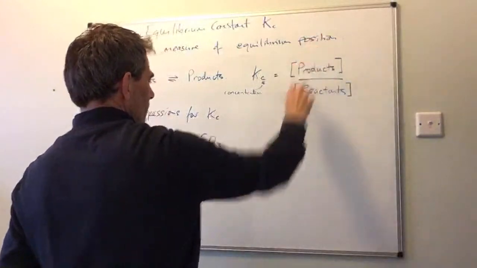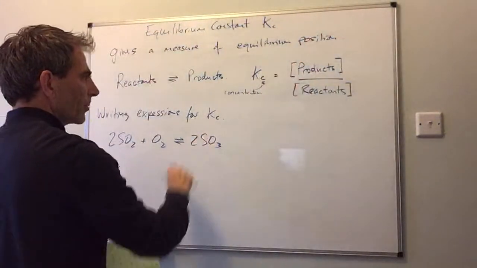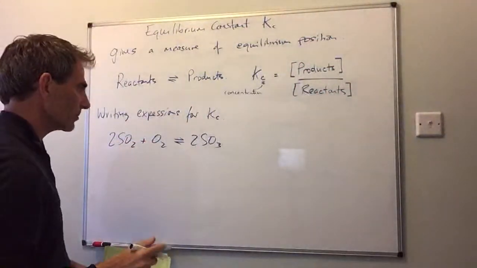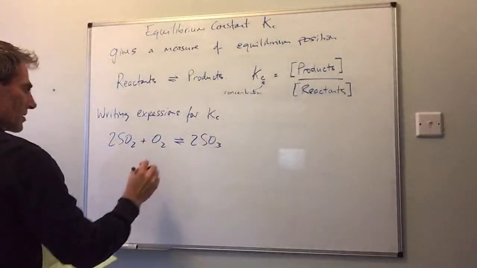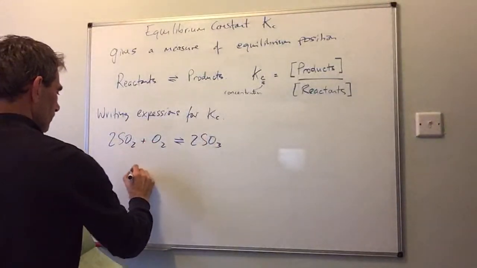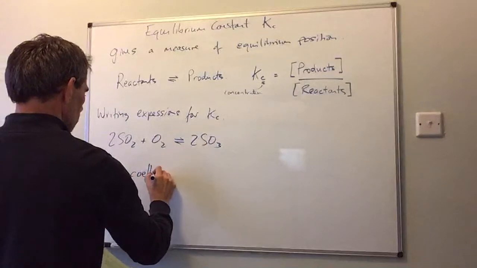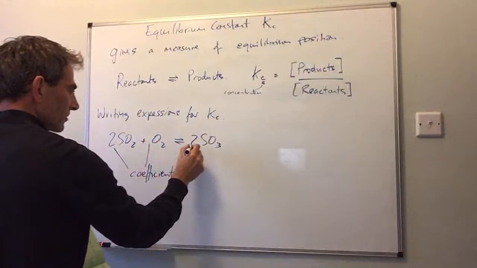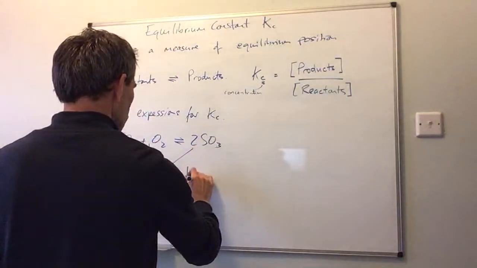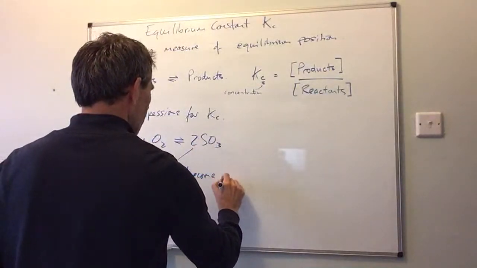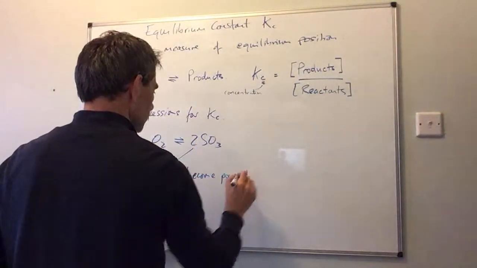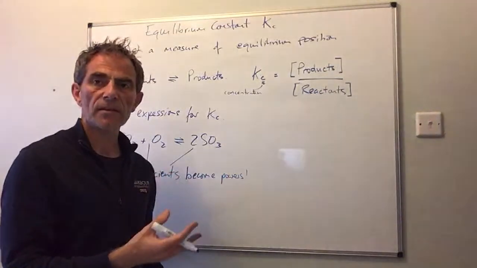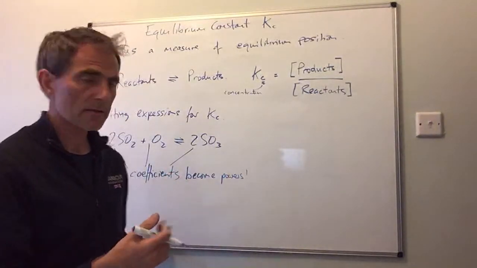We need the product concentration on the top, and the reactant concentrations on the bottom of the expression. The thing to note is that the coefficients, what I mean by that is the balancing numbers, become powers. Okay, so coefficients, the numbers we use to balance the equations with, turn into powers in the expression.